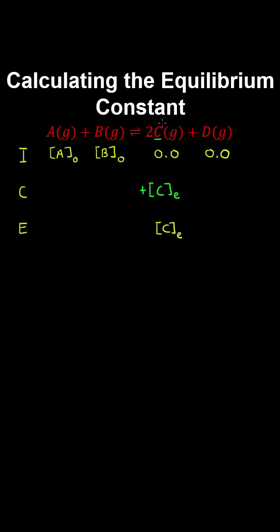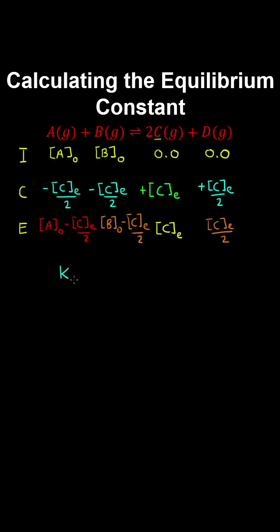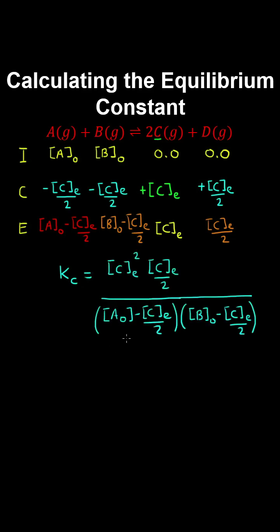So for every 2 moles of C that are produced, 1 mole of D is produced, and 1 mole of B and A are consumed. So we put a minus here. And then you sum all these together, and then you can calculate the equilibrium constant, and other problems are straightforward. For example, you may be given 3 equilibrium concentrations and the equilibrium constant and asked to solve for another concentration, or you may be given the partial pressures of gases and asked to calculate the equilibrium constant, and we'll cover some example problems.